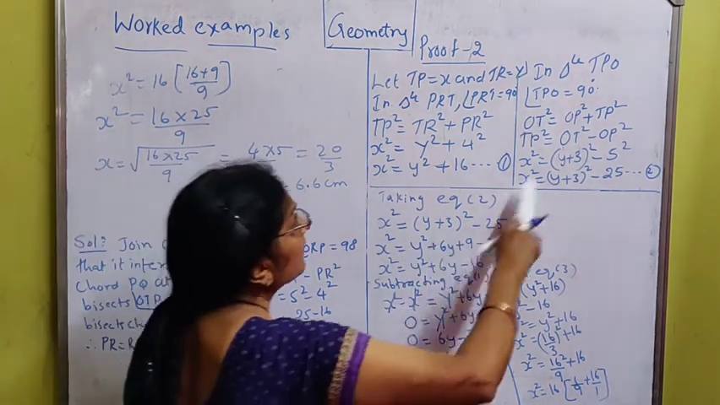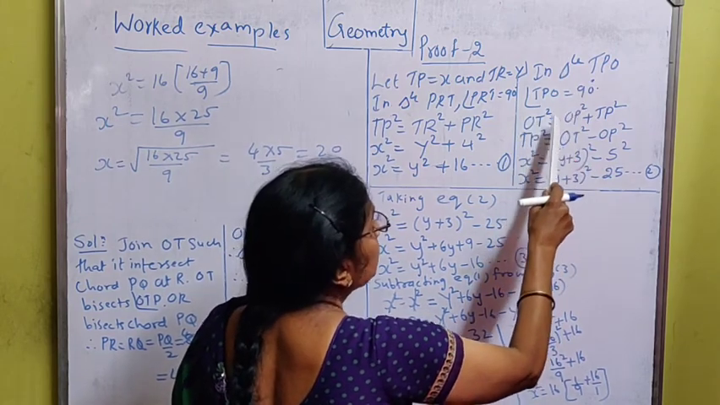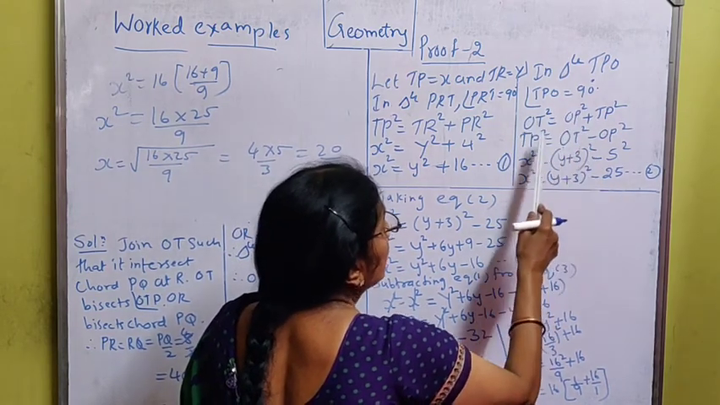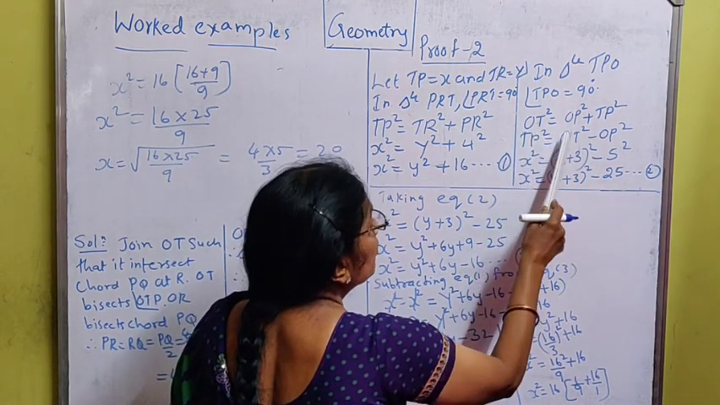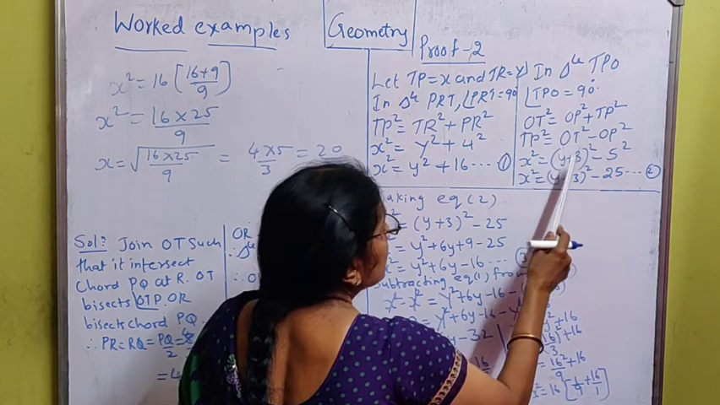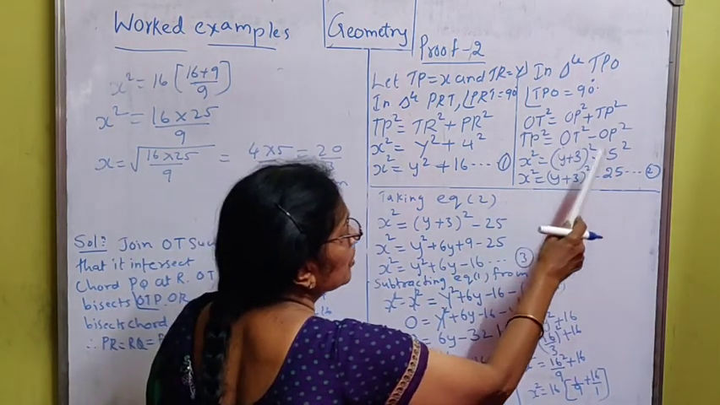Then we went to the other triangle, which is TPO. Angle TPO is equal to 90 degrees. OT square is equal to OP square plus TP square. Here also TP square is there, so TP square will go to OT square minus OP square. So x square is equal to y plus 3 the whole square minus 5 square.